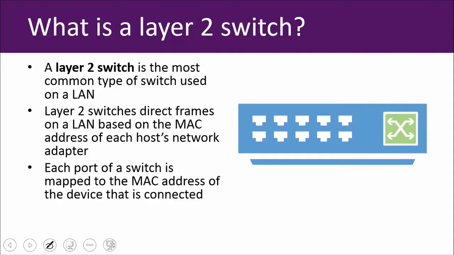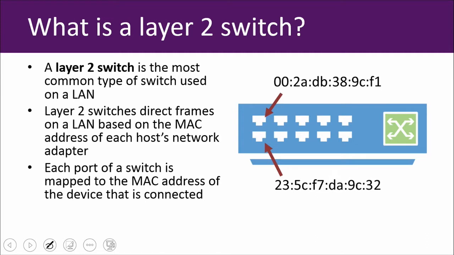Okay. All right, so we talked about what a switch is, but what's a layer 2 switch specifically? A layer 2 switch is just the most common type of switch that's used in a local area network. And like I mentioned previously, they direct frames on a LAN based on physical addresses or MAC addresses. Each port of a switch is mapped to the MAC address of the device that's connected. So a little bit redundant there, but pretty good information, right?